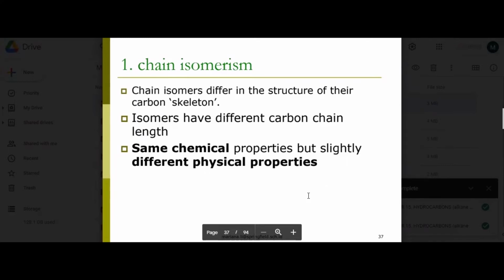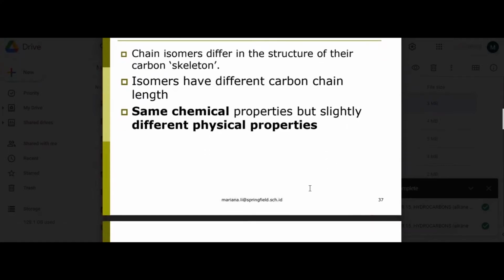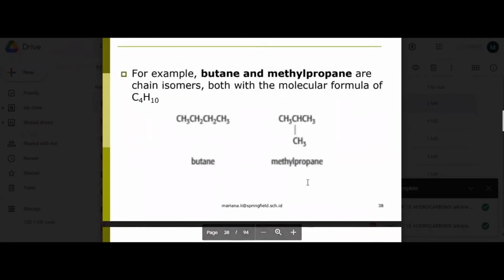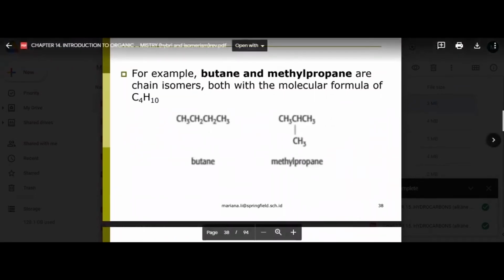Chain isomers will have the same chemical properties, but slightly different physical properties. If the carbon has a straight chain, they will pack more regularly, so the boiling point will be higher compared to the branched one. For example, butane and methylpropane. They have the same molecular formula. Butane is C4H10, right? Methylpropane is also C4H10.